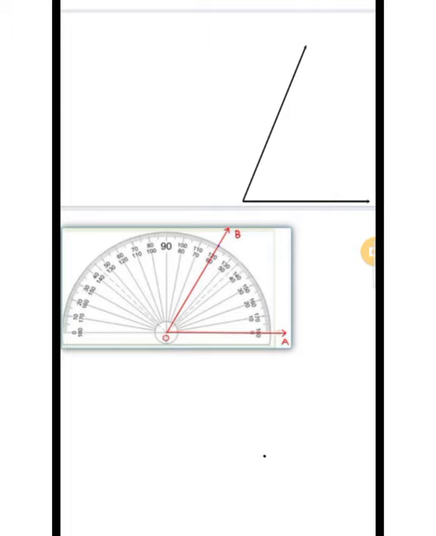Next, look at the zero of the inner scale, which is in the direction of the ray. Start reading from 0 as 10, 20 and so on until you reach the reading where the other ray coincides with the line of the outer side. See here, it coincides with the outer scale. This gives the measure of the angle.